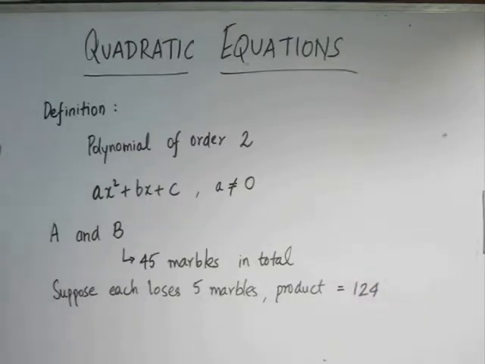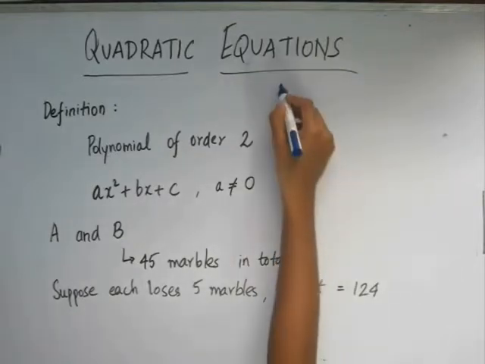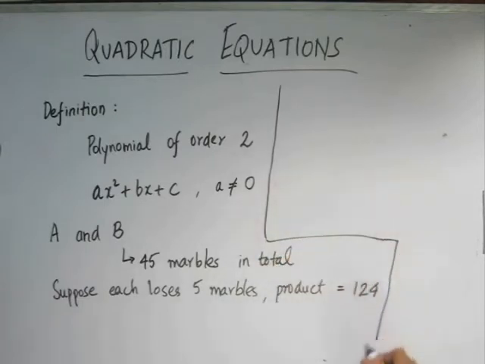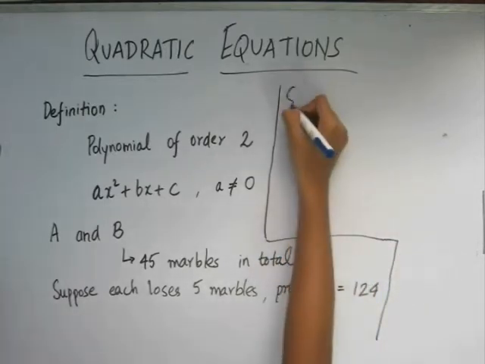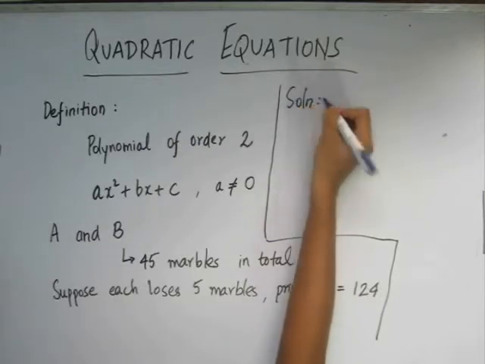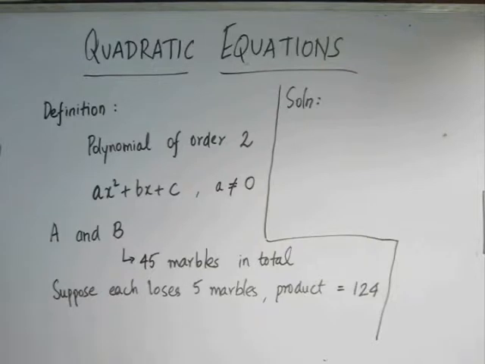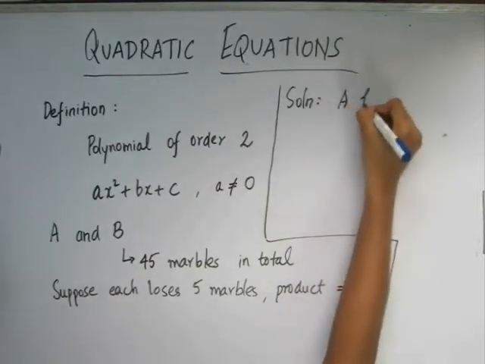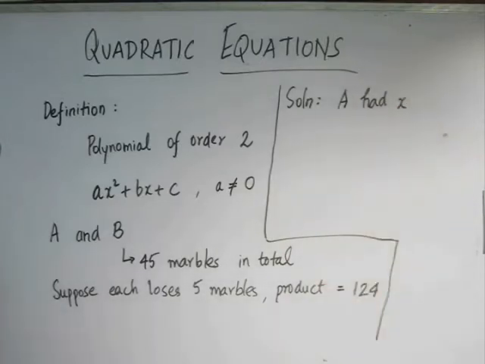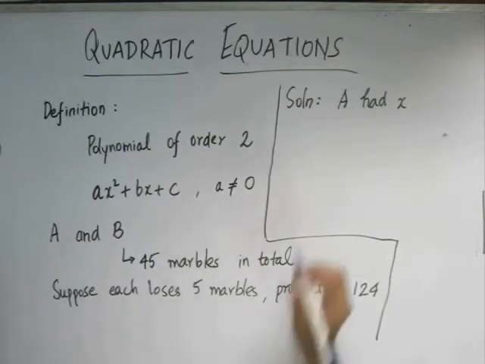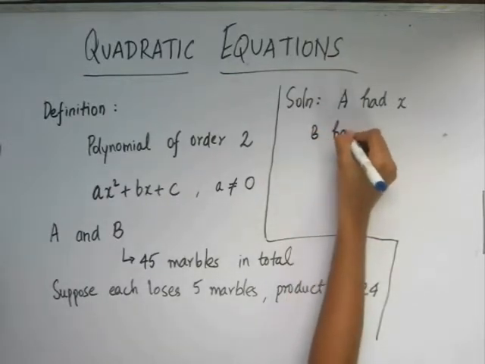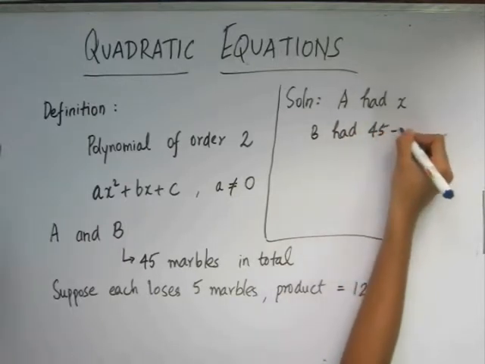Suppose this is the given data and you are asked to frame an equation relating the number of marbles A has and the number of marbles B has. So how do you formulate this particular equation? We'll start by assuming the number of marbles that A has initially as x. Now we know that A and B together had 45 marbles in total. So this means that initially B had 45 minus x marbles.